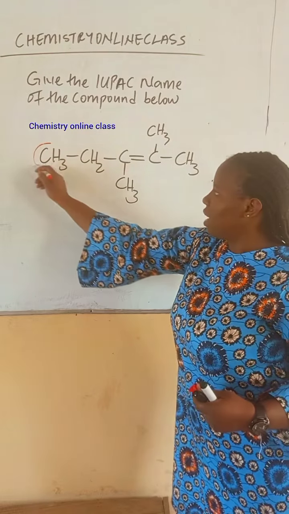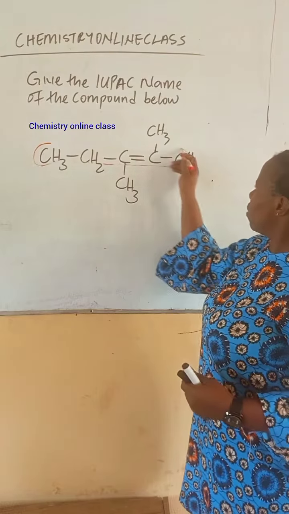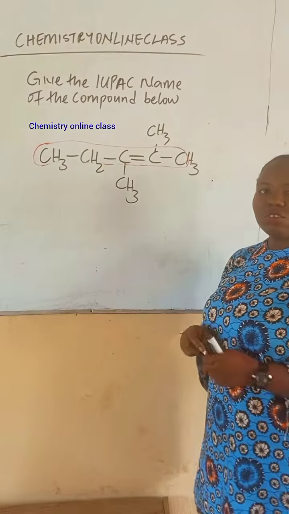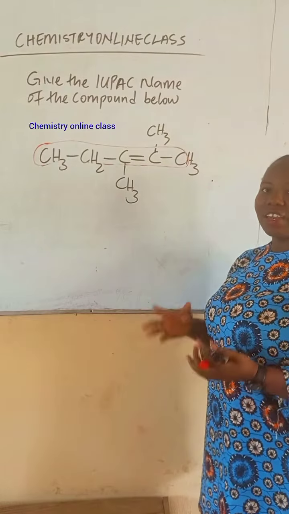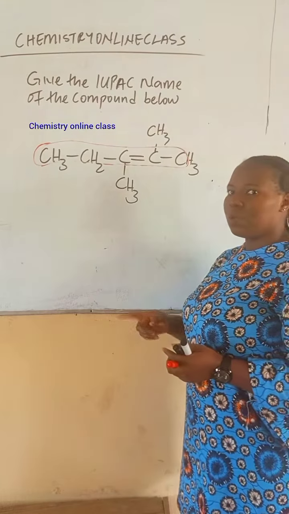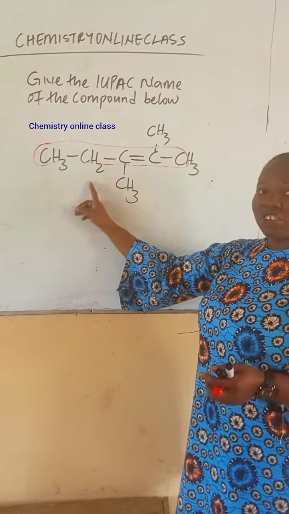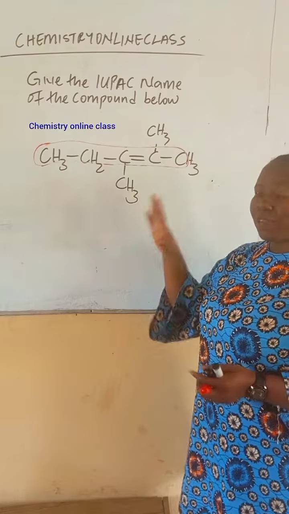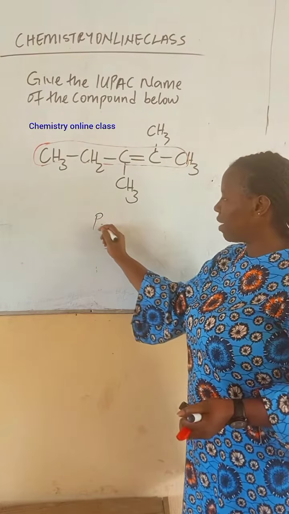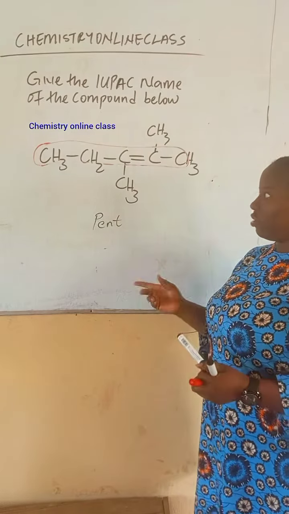This is our longest carbon chain. Okay. Now the next thing to do is identify the functional group. But before that, since the chain contains 5 carbon atoms, it's going to answer a name that starts with what? Pent. Okay. Now, identify the functional group.